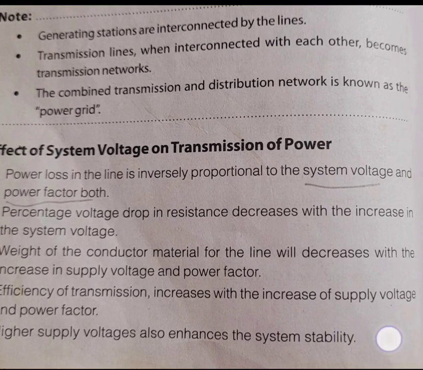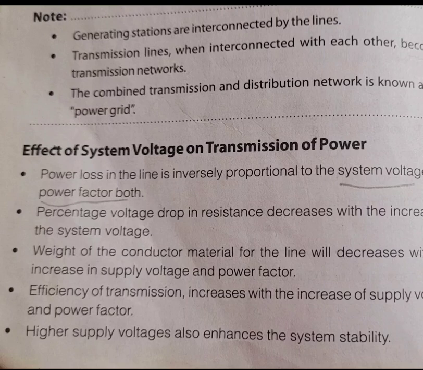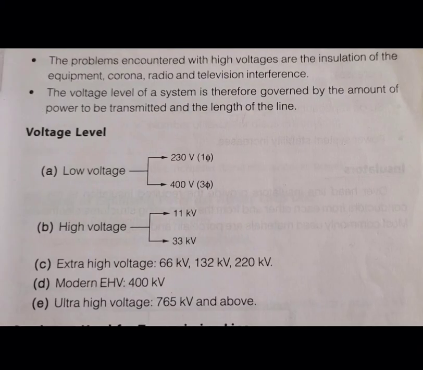Efficiency of transmission increases with increase in supply voltage and power factor, so efficiency depends on Vs cos phi. Higher supply voltage enhances the system stability. If the system voltage is higher, the stability will be high because loss will be less. The problems encountered with high voltage are the insulation of the equipment, corona, and radio and television interference. If high voltage is there, what problem will occur? This is very important. Insulation failure will be there, since sometimes insulation is not properly maintained and may fail. Corona effect will be there, and radio and television interference will be there.